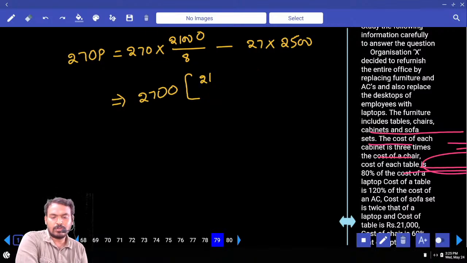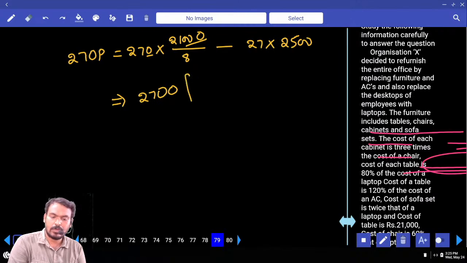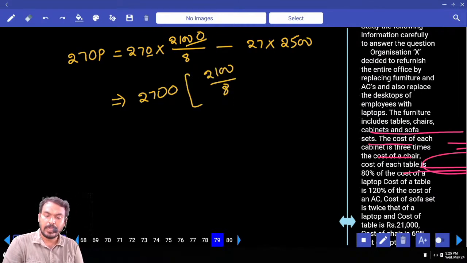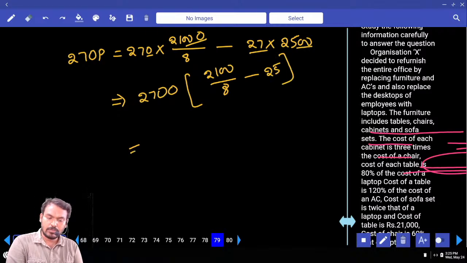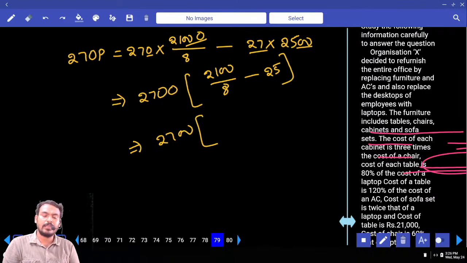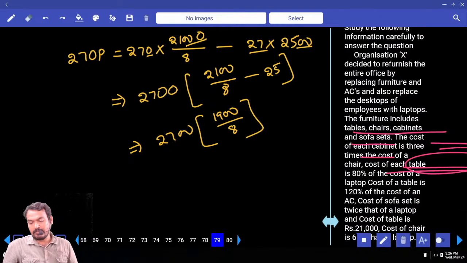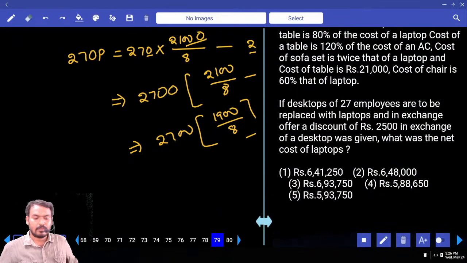We are common 2,700. Here how many zeros? 4. Sorry, it is 2,100 divided by 8 minus, here 2 zeros are common. What is the remaining? 25. And 2,700 into how much value? 2,100 minus 200. What is the remaining? 1,900 divided by 8. Simplify this one, we are get the value or not?